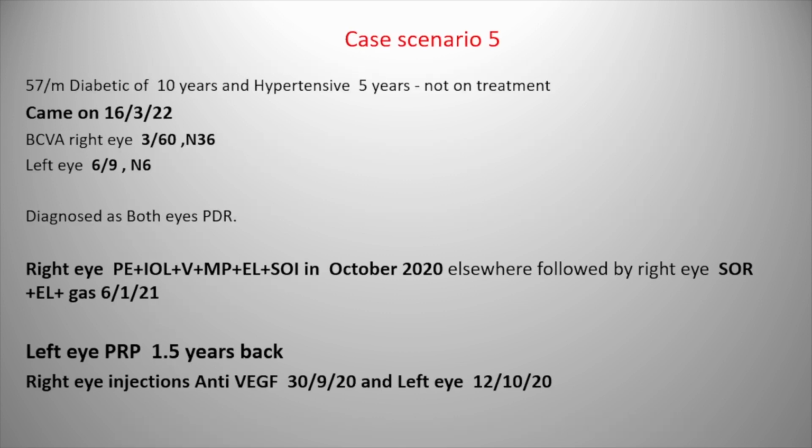So, in order to illustrate the use of anti-VEGF in a vitreous hemorrhage case, here is a case scenario of a 57-year-old male, diabetic of 10 years and hypertensive since 5 years, who came on 16th of March and presented with right eye 3/60 vision, while left eye 6/9. Both eyes were diagnosed as PDR. Right eye had already undergone surgical intervention elsewhere, while the left eye had received PRP 1.5 years back. Both eyes had also been given anti-VEGF injection in the past.